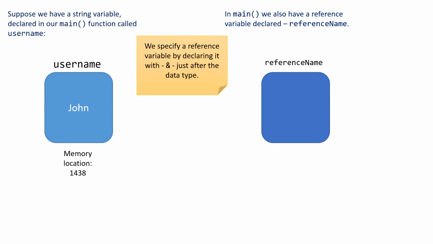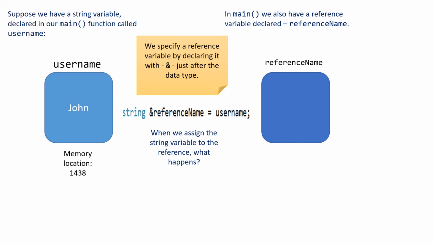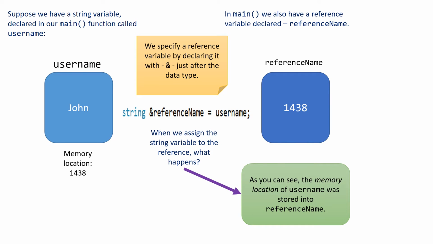When you declare a reference variable, you specify the reference operator, the ampersand, just after the data type. So here we've typed string, the ampersand, then the name of our reference variable, and we've assigned username to reference name. When we assign the string variable to the reference, what happens? As you can see, the address of the memory location of username was stored into reference name.